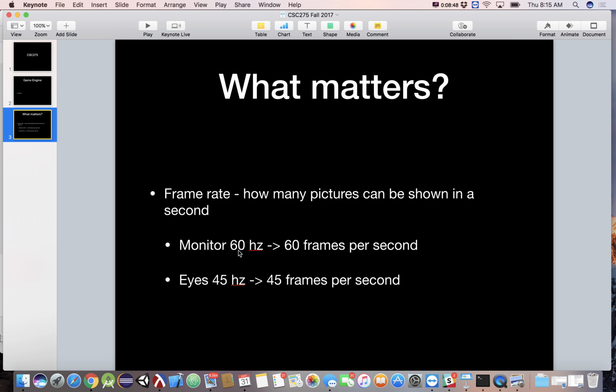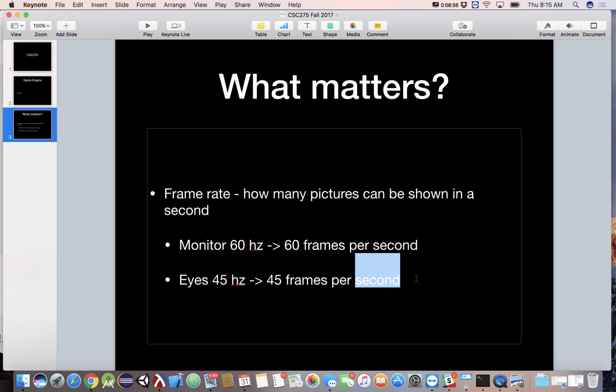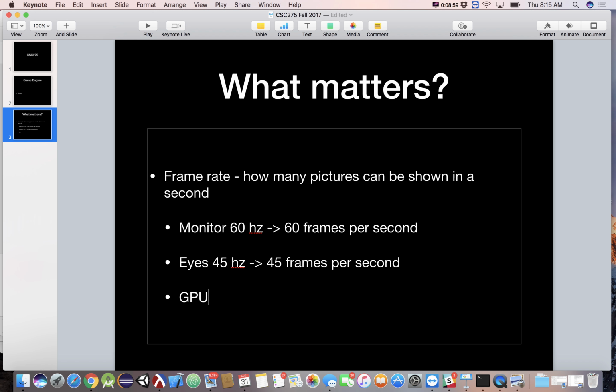You know, there's some little perceptible aspect of that. Not huge, but it's there. All right? So that's another limiting factor. Then we get to our graphics cards, so our GPUs.